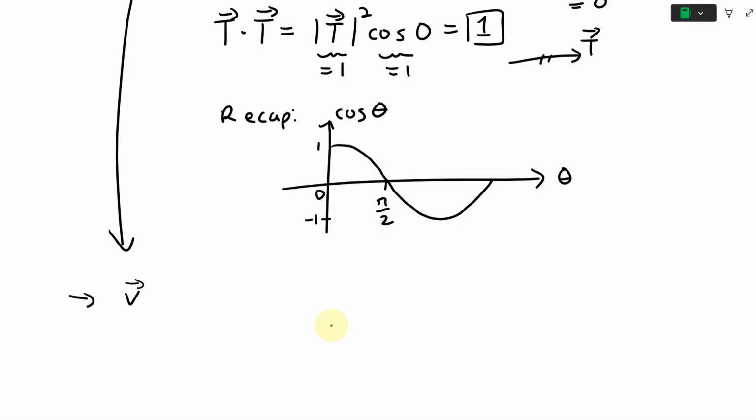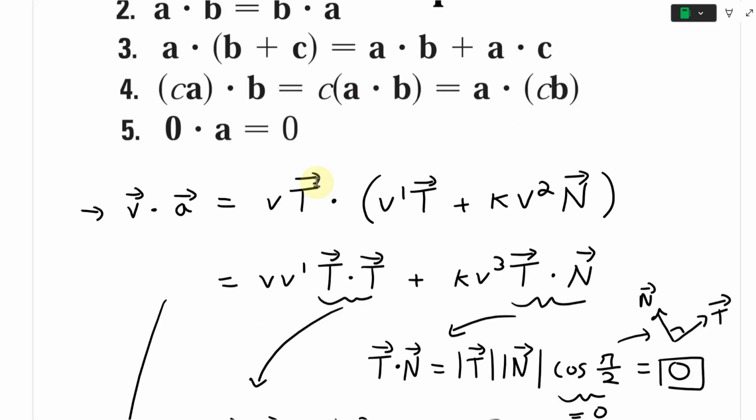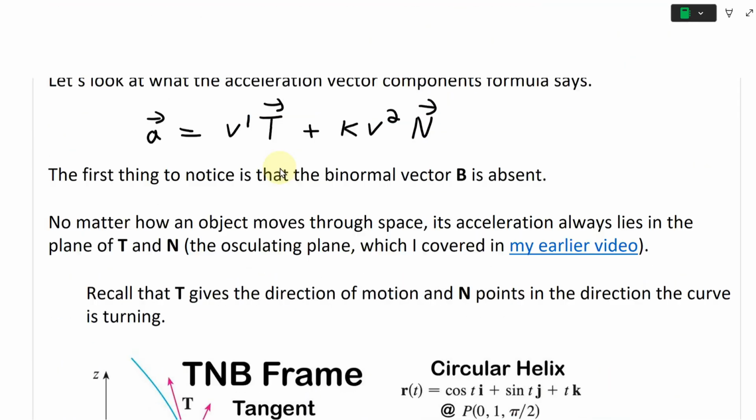This is going to be velocity dotted with acceleration. So the dot product of the velocity with the acceleration equals just v times v prime. Then we're going to move this over to the other side, because what we want is the tangent component of the acceleration, which equals v prime. This just equals v dot a divided by v.